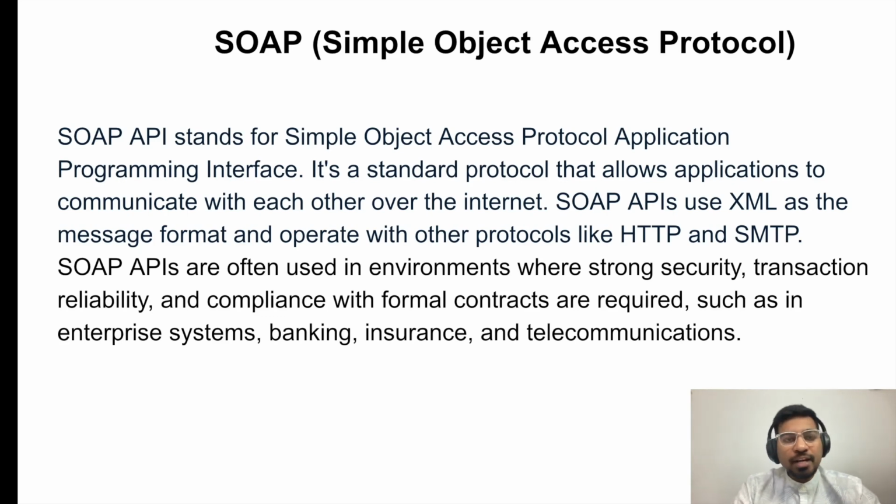So SOAP API stands for Simple Object Access Protocol. Basically, SOAP API stands for Simple Object Access Protocol Application Programming Interface. It is a standard protocol that allows applications to communicate with each other over the internet. SOAP API uses XML as the message format and operates with other protocols like HTTP and SMTP. SOAP APIs are often used in environments where strong security, transaction reliability, and compliance with formal contracts are required, such as in enterprise systems, banking, insurance, and telecommunication. So basically, this is the definition of SOAP API.